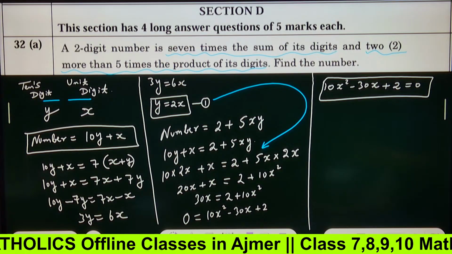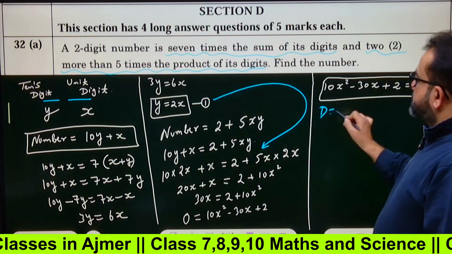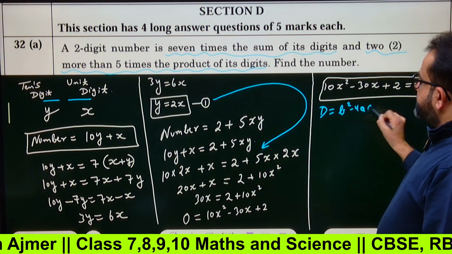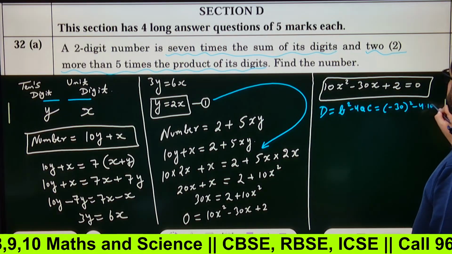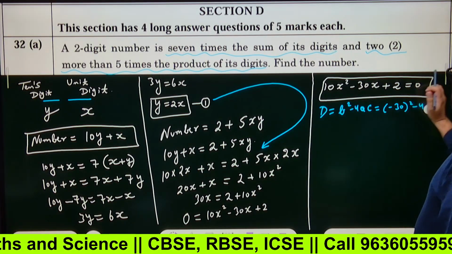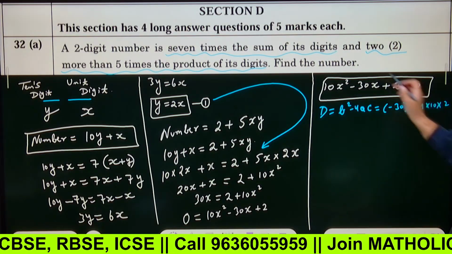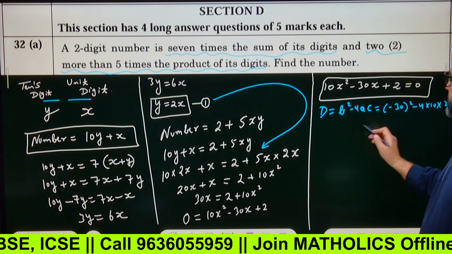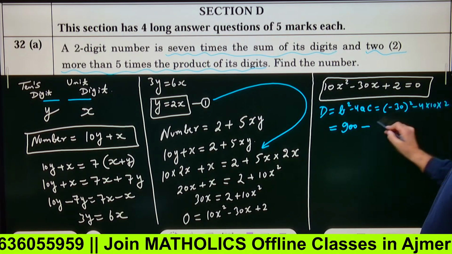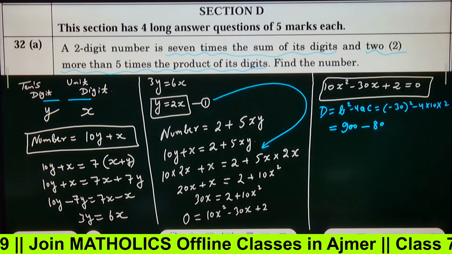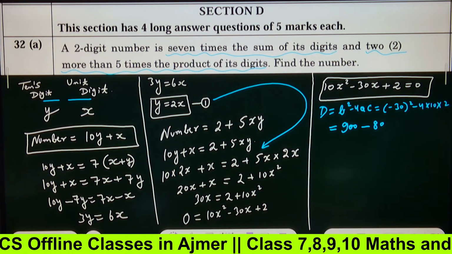Use the quadratic formula. So write D equals b square minus 4ac, which means minus 30 square, b is this, minus 4 into 10 into 2. Got the point? 4ac, a is this, c is this. So it is 900 minus 4 twos are 8, 8 tens are 80. Right? We have done it right or no?